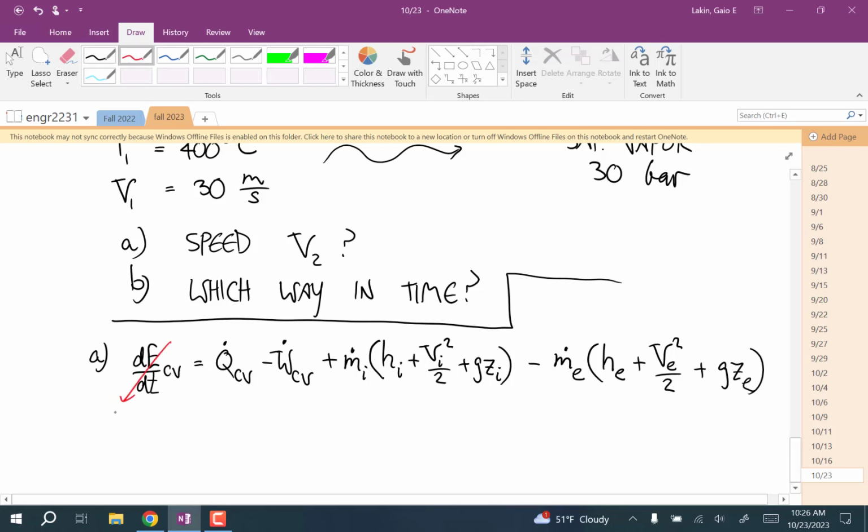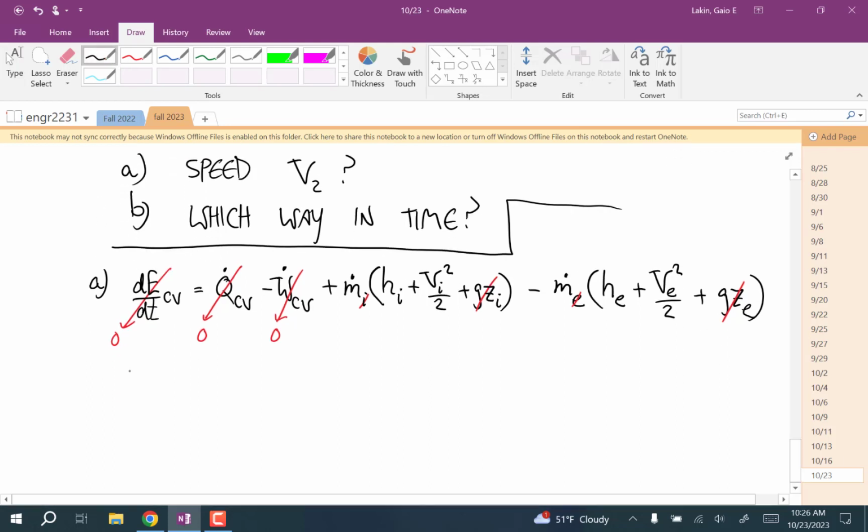Steady state means that goes away. These mass flow rates are the same. There's no work done by the control volume, no heat transfer, and no significant change in potential energy. And so we have Hi plus Vi squared over 2 is equal to He plus Ve squared over 2.